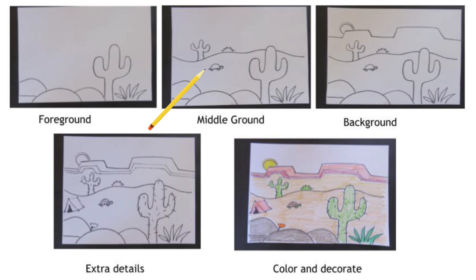The middle ground is a little farther back. Here we added small hills, smaller cactus, and a turtle. Other ideas might be more small cactus, shrubs, a fox, a pyramid, and more rocks.